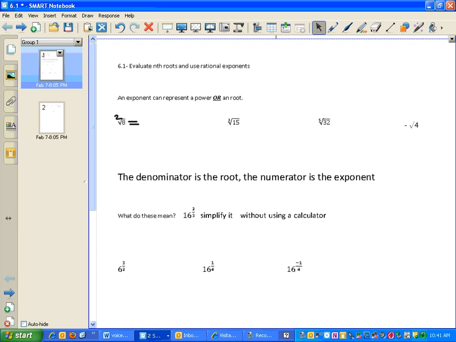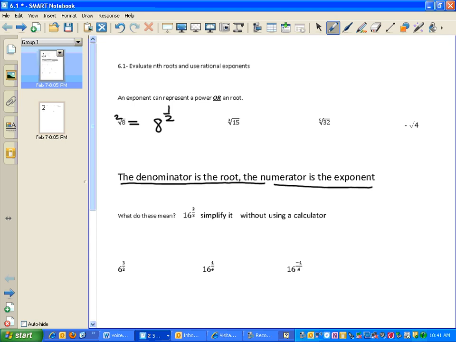There we go. So if there's no number down here in the root, we understood that it's a square root, correct? Well, we can also write that as 8 to the 1/2. So if I've got a fractional exponent, my denominator is my root. The denominator is the root. The numerator is the exponent.